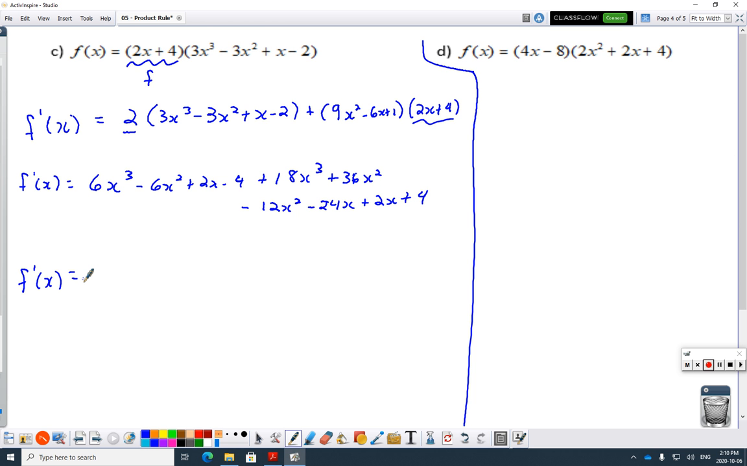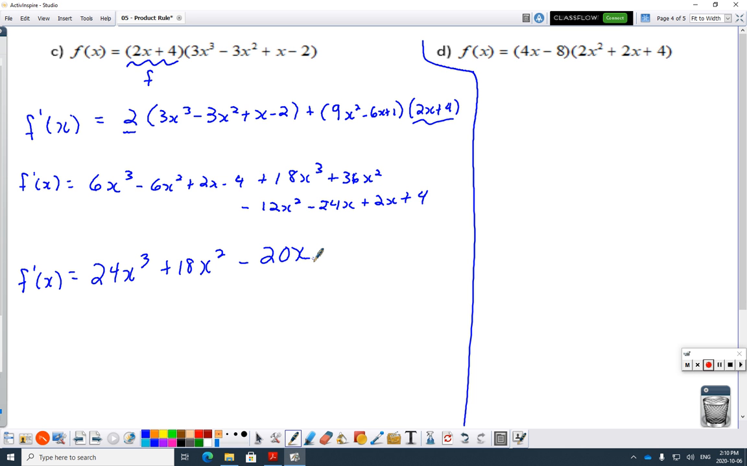What's the biggest power out there? X cubed. So I see 24x cubed. Then we'll go after x squared, negative 6, and 36 minus 12 is 18x squared. And x's, I see 2 and 4 minus 24, minus 20x. And 4 minus 4 is 0.